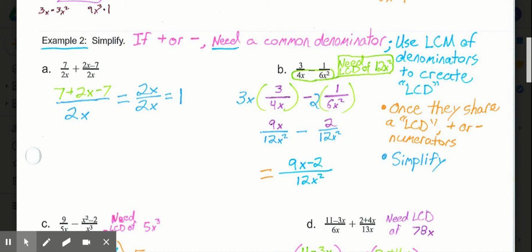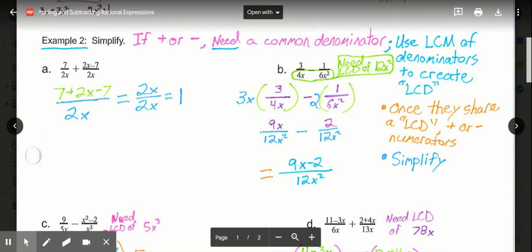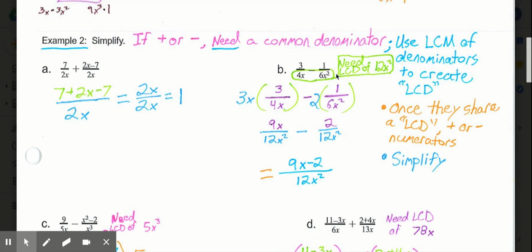In B, we have 3 over 4x minus 1 over 6x squared. In this case, I need to figure out my least common multiple of the denominators to get my LCD. The smallest number that both 4 and 6 go into is 12. And then the smallest value that x and x squared both multiply into is x squared. So our common denominator is 12x squared.